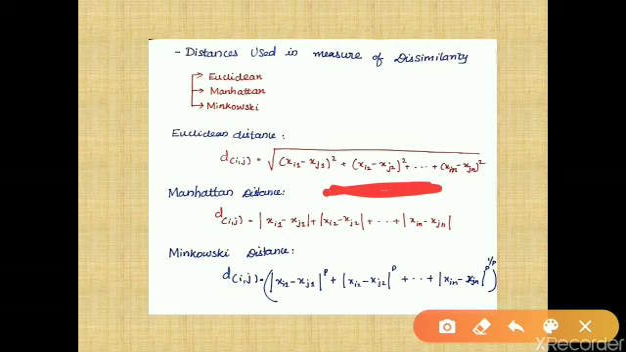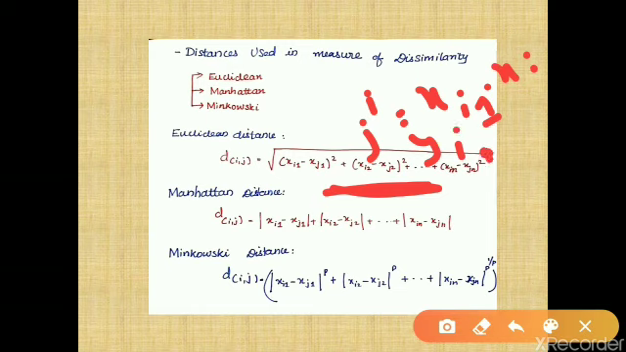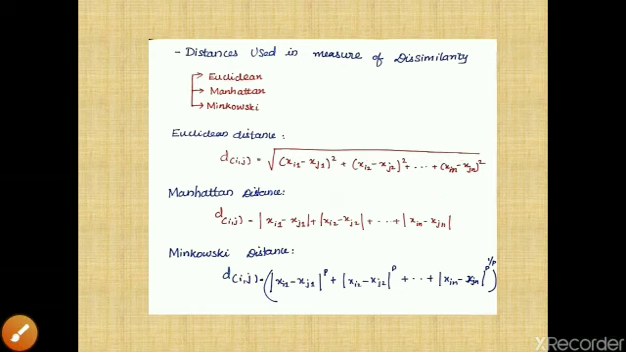So this distance here, i is equal to xi1, xi2, etc. up to xin, and j is yj1, yj2 like that, and n is the dimension here. i and j are n-dimensional data vectors. Next is Manhattan distance. In Manhattan distance you use the equation d of ij equal to mod xi1 minus xj1 plus mod xi2 minus xj2 plus etc. up to mod xin minus xjn.